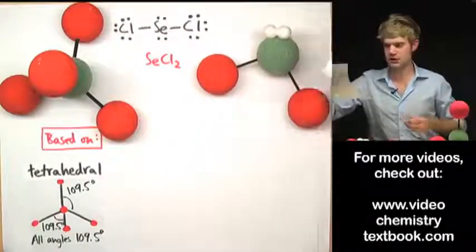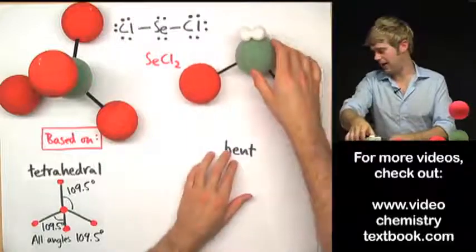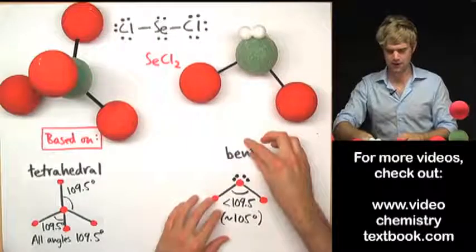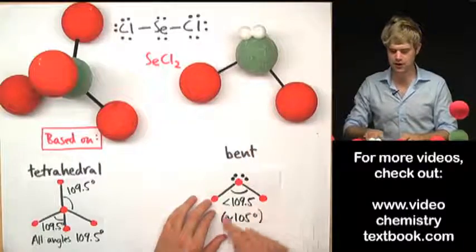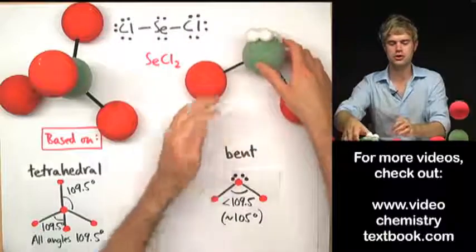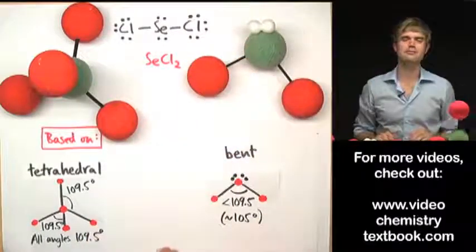And this is also going to give a bent shape. And the angles between the atoms in this bent molecule are going to be about 105 degrees, because these lone electron pairs are pushing pretty hard against these 2 atoms. So that's what we're going to get.